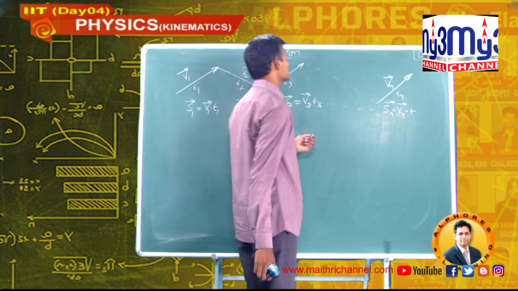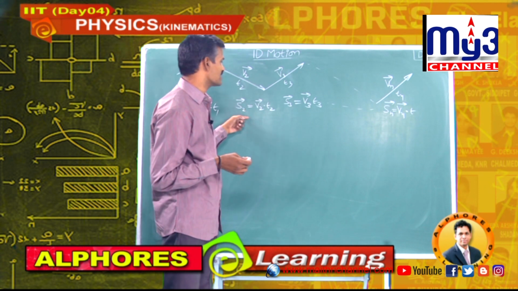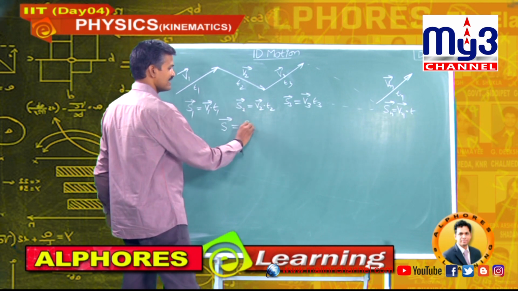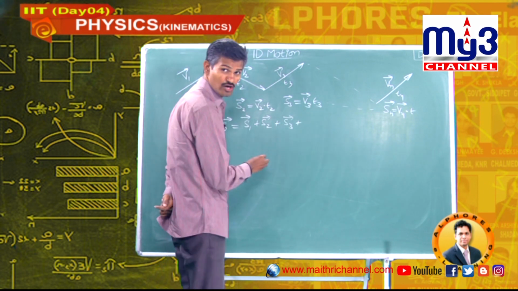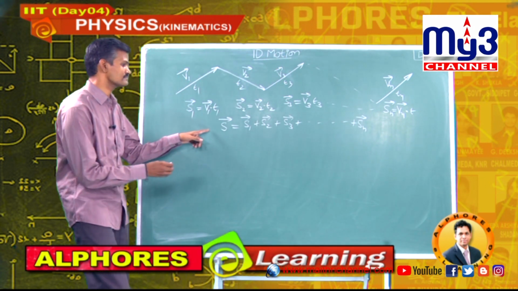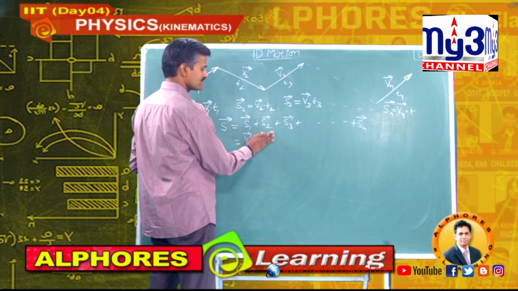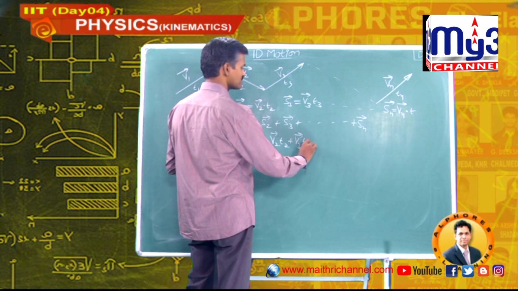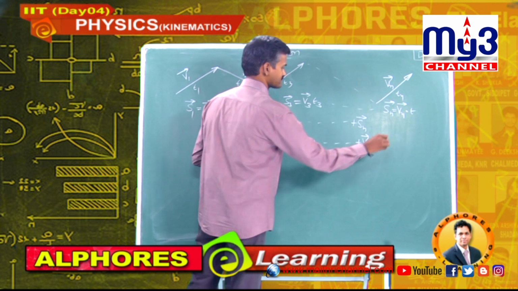In this case, to calculate the average velocity, we have to calculate total displacement. So total displacement S bar is given by S1 bar plus S2 bar plus S3 bar plus and so on plus Sn bar. Actually, S1 bar is V1 bar into T1 plus S2 bar is V2 bar into T2 plus S3 bar is V3 bar into T3 and so on plus Sn bar is Vn bar into Tn, right.